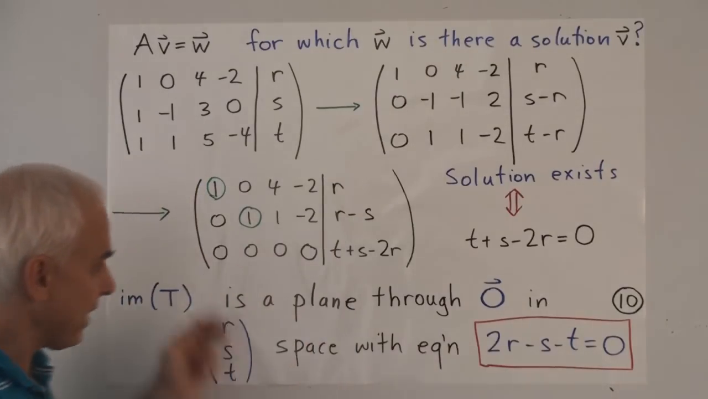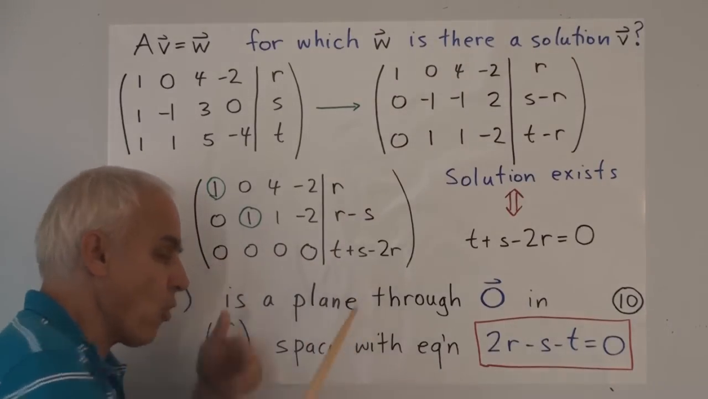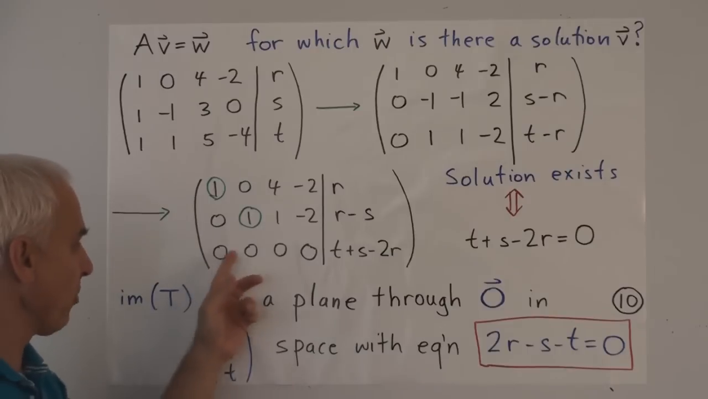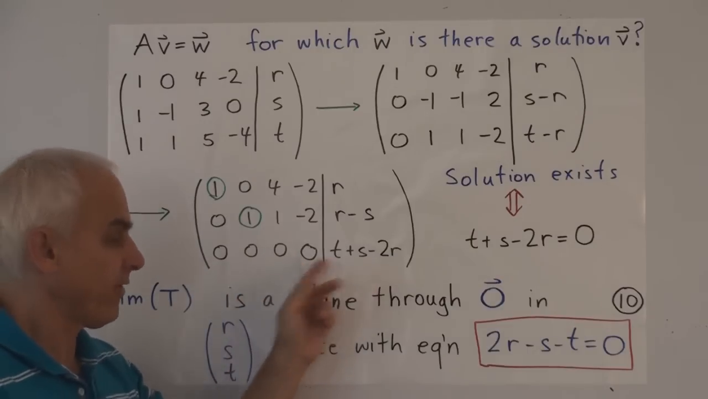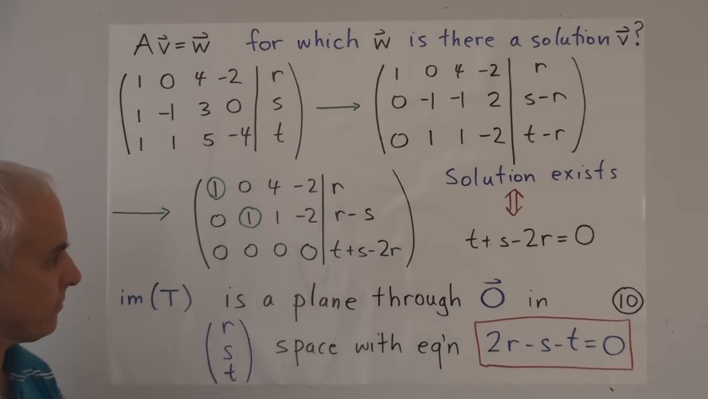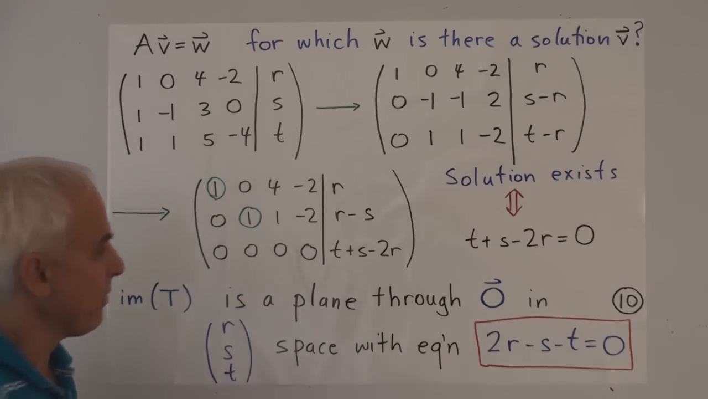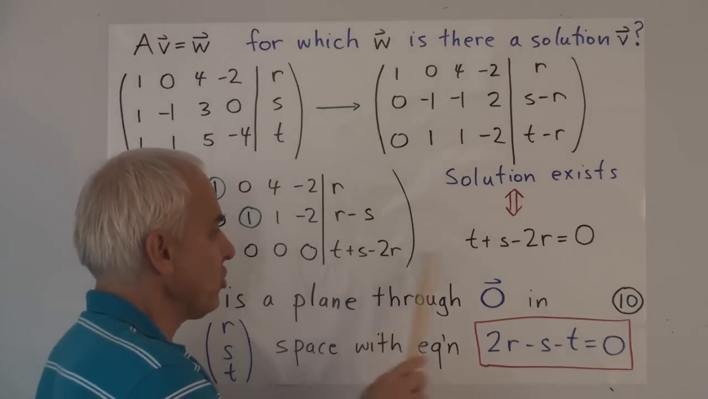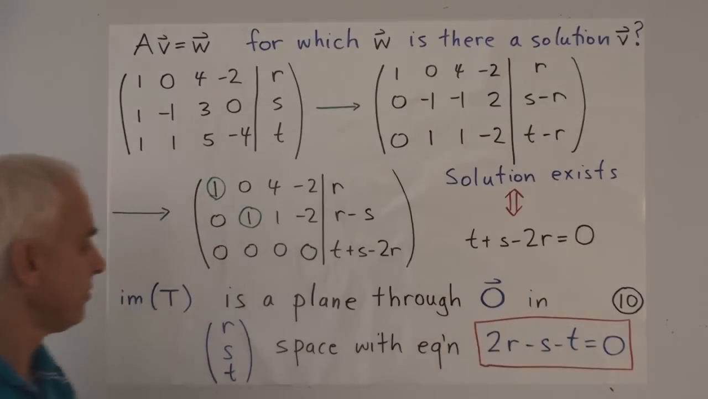Which we can just see immediately anyway, because this last row would be the equation 0 plus 0 plus 0 plus 0 equals something non-zero. So a solution exists precisely when t plus s minus 2r equals 0.